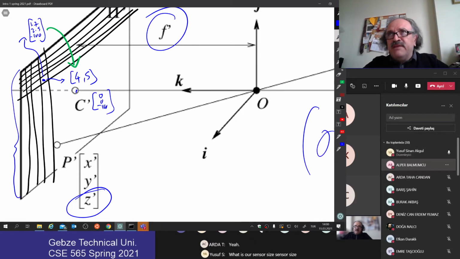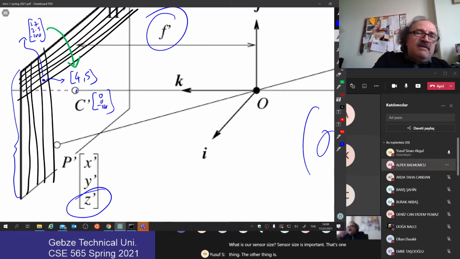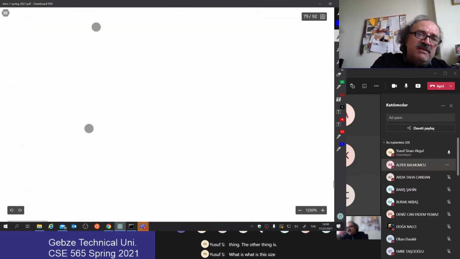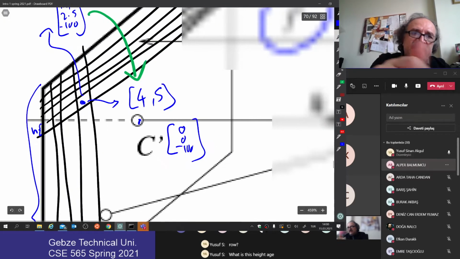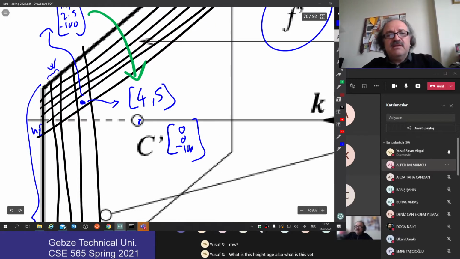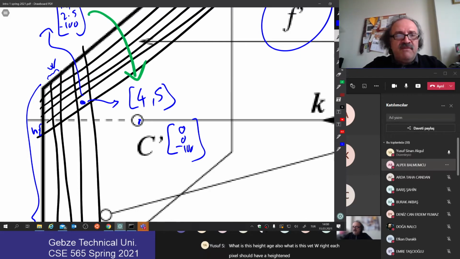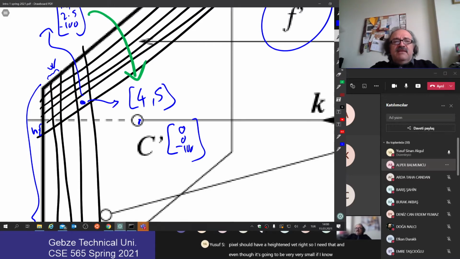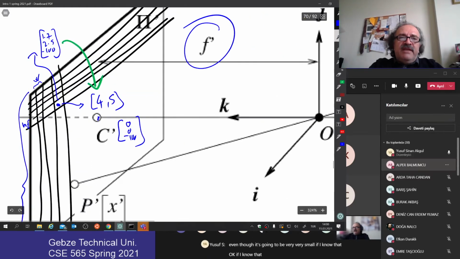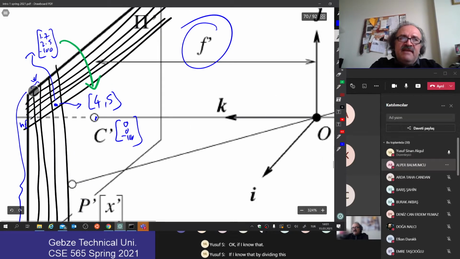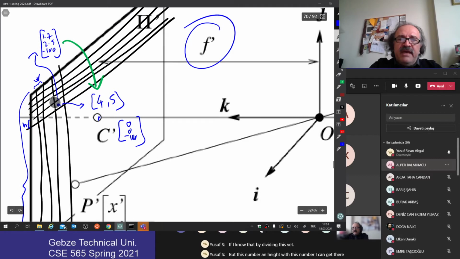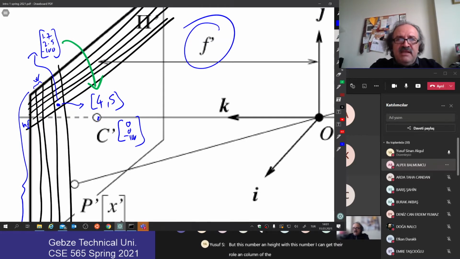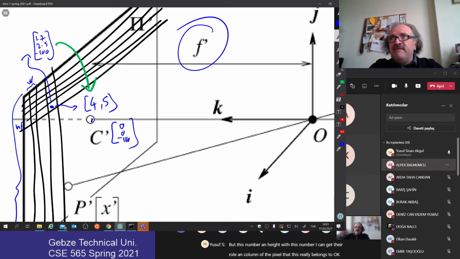Sensor size is important. That's one thing. The other thing is, what is the size of each pixel? What is the height of each row? What is this height? H. Also, what is this width? W. Each pixel should have a height and width, right? So I need that. Even though it's going to be very, very small, if I know that, by dividing this width with this number and height with this number, I can get the row and column of the pixel that this value belongs to. So these are very important parameters.